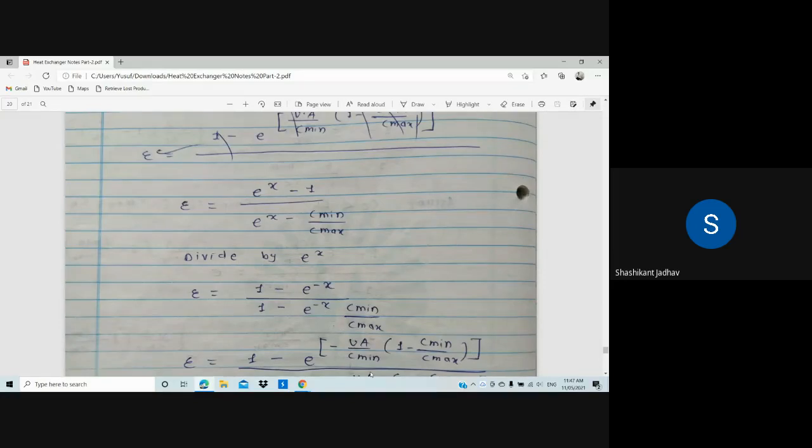Where the term e raised to is there, in the place of that term what are we going to take? Instead of that we have to consider x. So why are we doing this? For the simplification we have to do this. Okay, so therefore we get the effectiveness epsilon is equal to e raised to x minus 1 divided by e raised to x minus C minimum divided by C maximum.